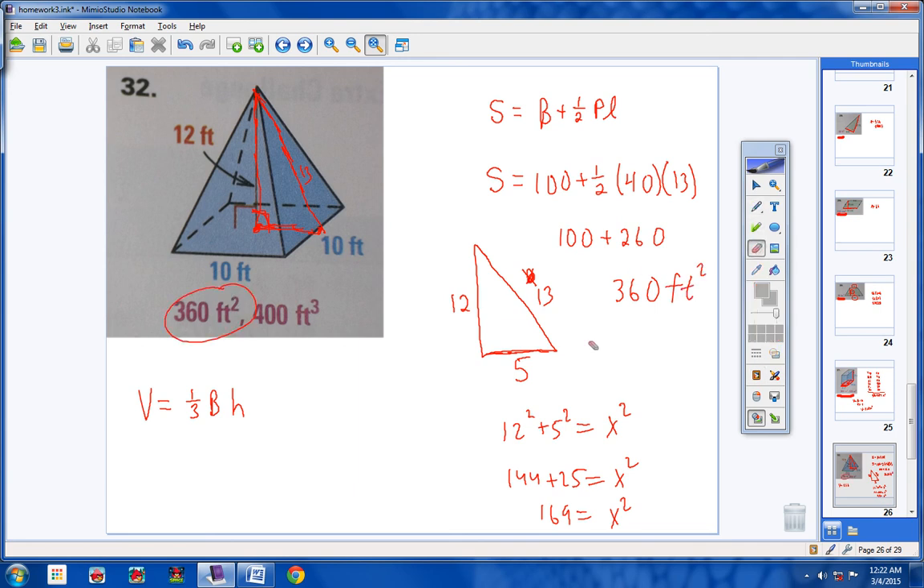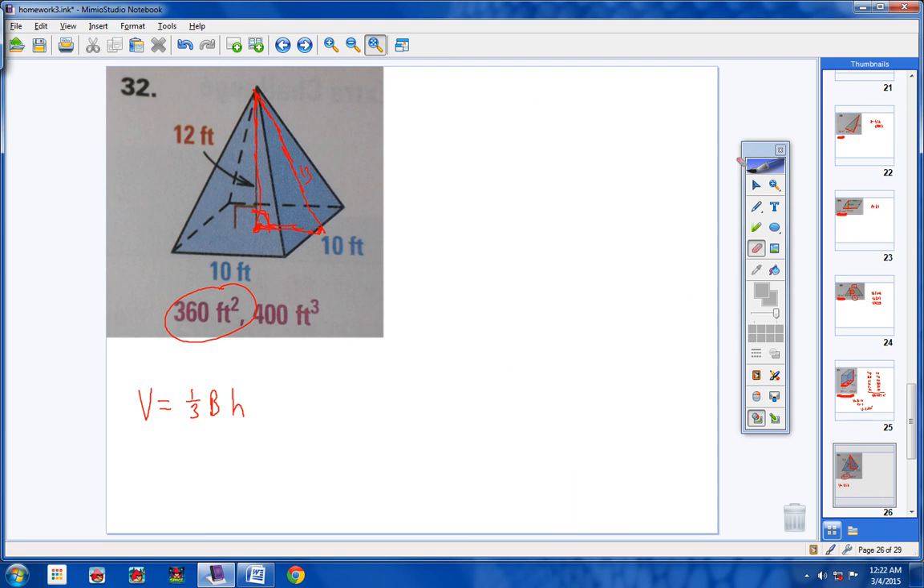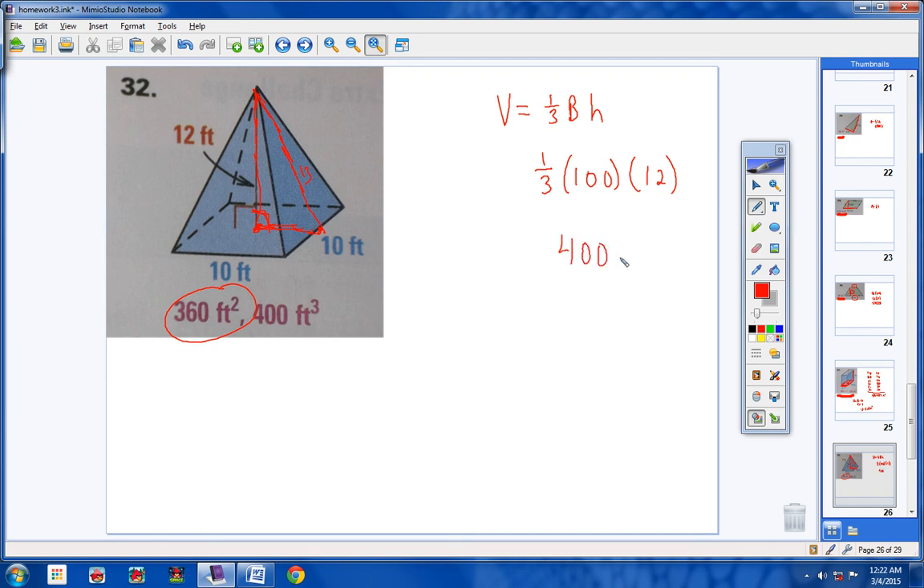Now, next let's find the volume of this pyramid. Well, the volume's pretty simple. It's 1/3 times the area of the base. We already found the area of the base is 100. Times the height, straight up height, not the slant height, the height, which is 12. So if you take 1/3 times 100 times 12, you will get 400 cubic feet, okay? 400 cubic feet.